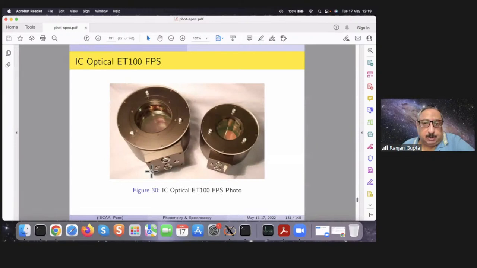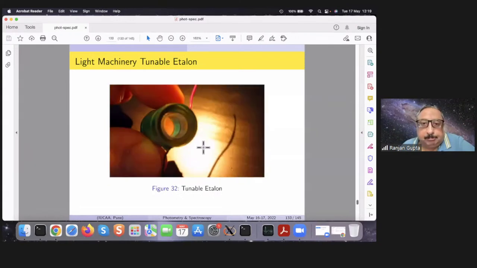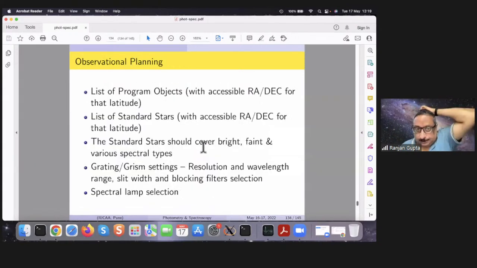So I'll skip some of these things just to show you a picture of Fabry Perot. This is how the couplers and electronics are. These inside are the two plates. You can barely see them. And these three points, they are supported. And this is the side view of that. This is another view of that.